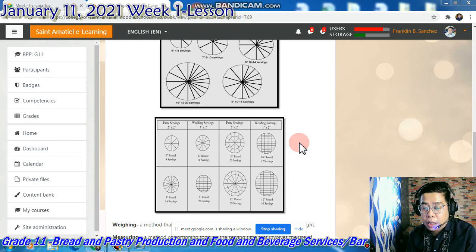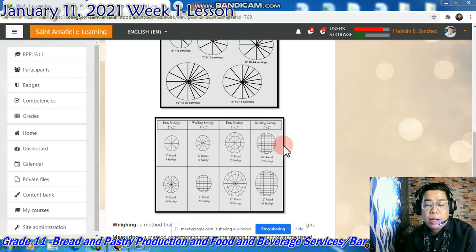Ayan. So, kung nakikita nyo po, yung ating party serving for 10 round cake, di ba? Iba yung kanyang hati. So, we have the triangular or parang pie sa gitna and then pinakatawag dito yung sa gilid at gilid. So, ganyan po yung pagsaserve at pagkakat ng cake.